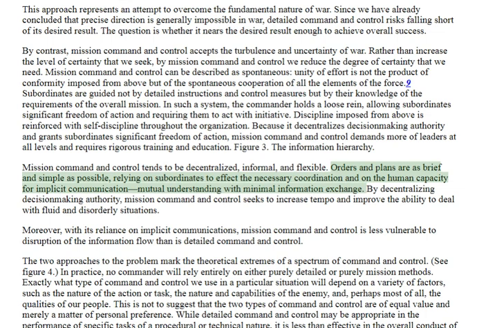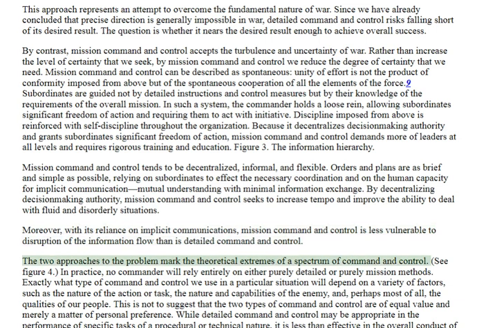Relying on subordinates to effect the necessary coordination and on the human capacity for implicit communication, mutual understanding with minimal information exchange. By decentralizing decision-making authority, mission command and control seeks to increase tempo and improve the ability to deal with fluid and disorderly situations. Moreover, with its reliance on implicit communications, mission command and control is less vulnerable to disruption of the information flow than is detailed command and control.